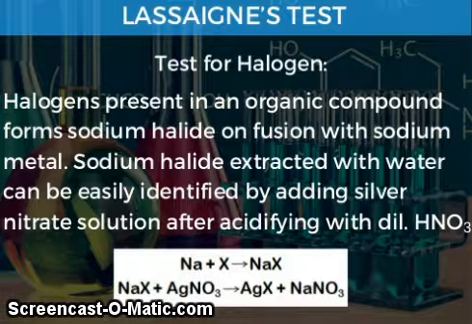You know that on fusion with sodium metal, the sodium halide extracted with water can be easily identified by adding silver nitrate solution after acidifying with dilute nitric acid. So this is the reaction: sodium plus X forming NaX. If NaX is there, then you add silver nitrate, AgX will form and sodium nitrate.